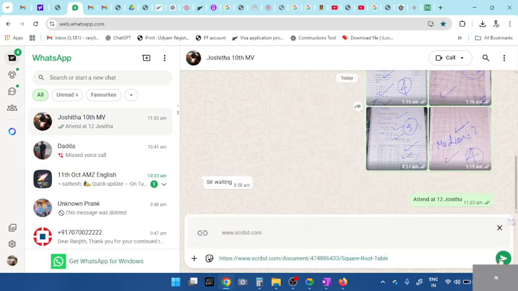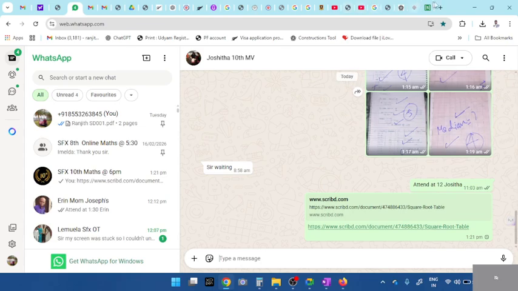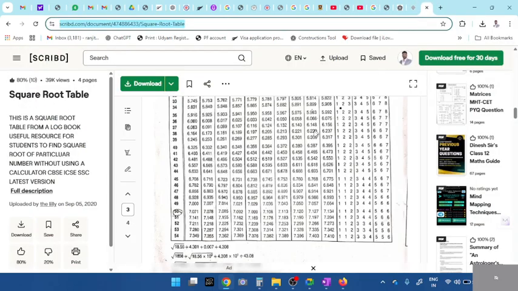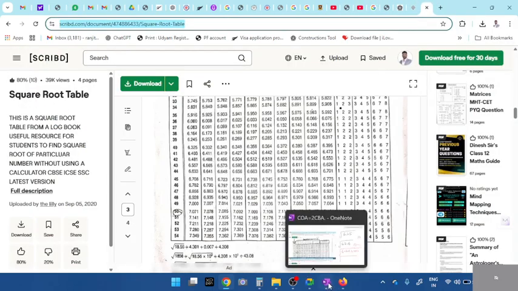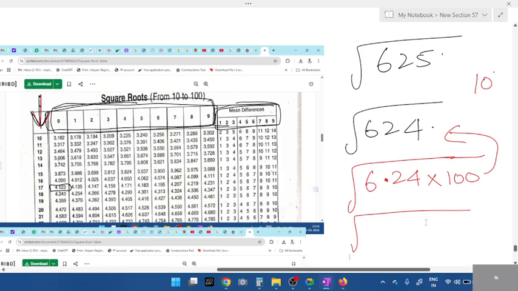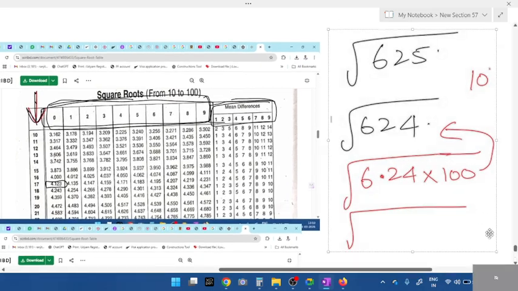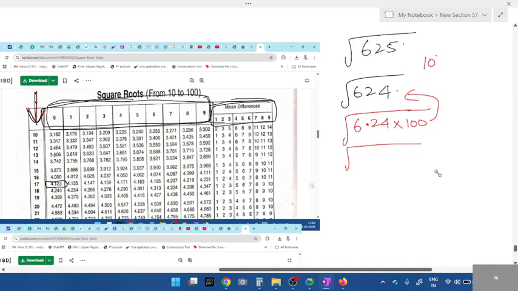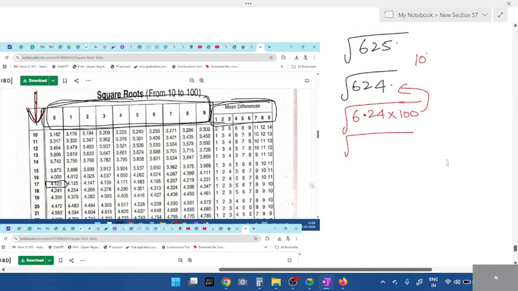Is Joshita online? In your class, did you teach this, Joshita? Okay, fine. What about this one? Did your teacher teach this? Now it has become difficult. Anyways, another 10 minutes, I'll complete. If any doubts, I'll teach you.